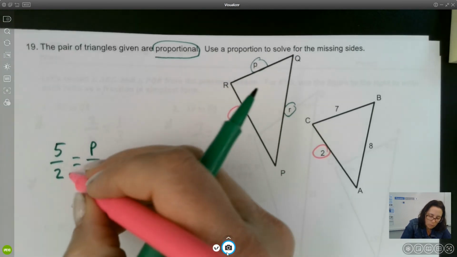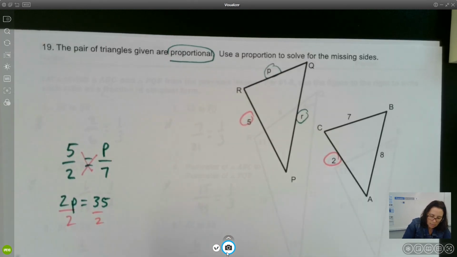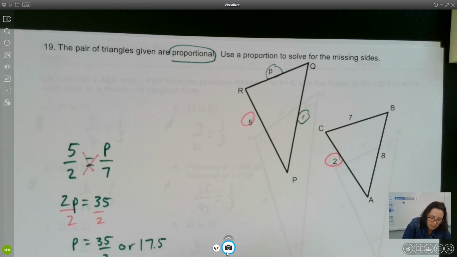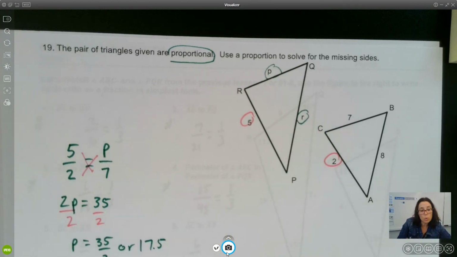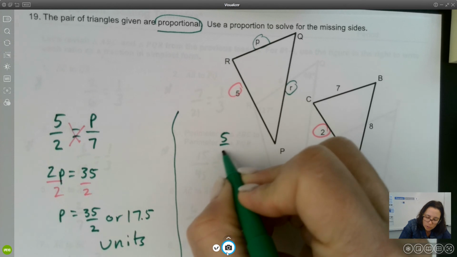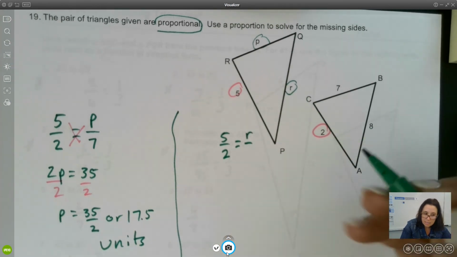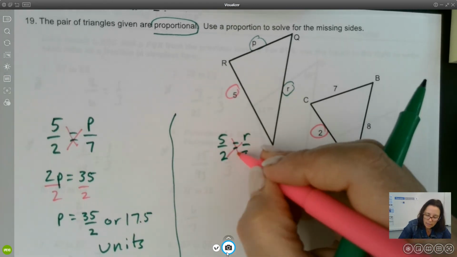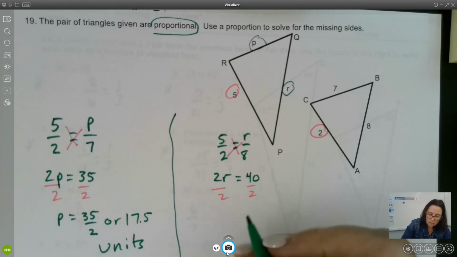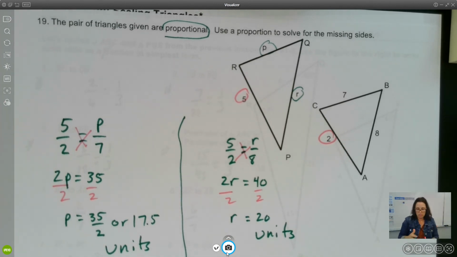So we've got 2P. Remember, we cross multiply. 2P equals 35. Divide by 2, and we get P equals 35 halves, or 17.5. And remember, we need some sort of units. This doesn't have centimeters or inches, so we know that it's units. Now for the other one, we're still going to use the relationship 5 over 2, big over little, but this time we're solving for R, the missing side R. 8 corresponds with that, so we cross multiply. We get 2R equals 40. We divide by 2, and we get R equals 20. Please make sure you have units there. It's some sort of unit.